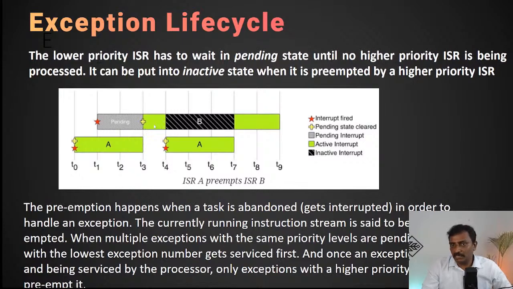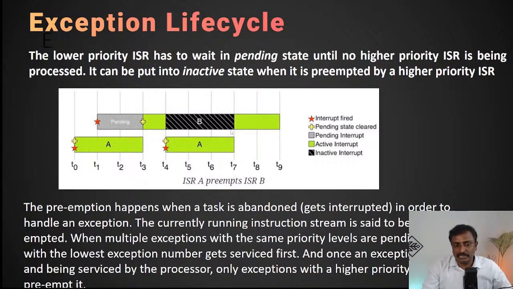When it starts the B task, and suddenly we get an interrupt in A again, because A is a higher priority, it preempts B. It means it holds the service routine of B and gives priority to A, and it executes A. Once the service routine of A is completed, it goes back to B and completes B.